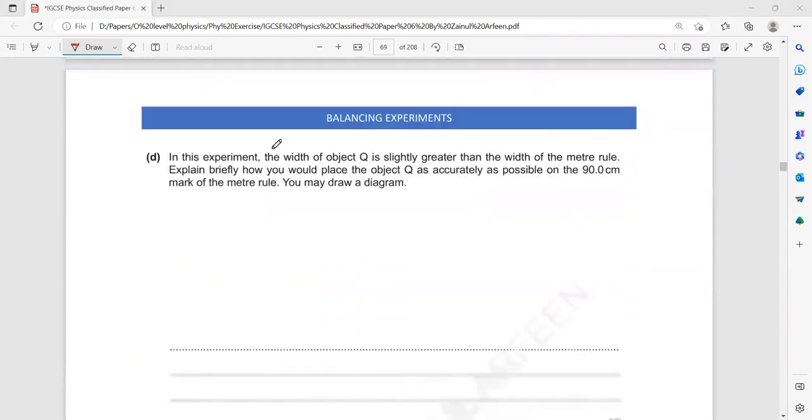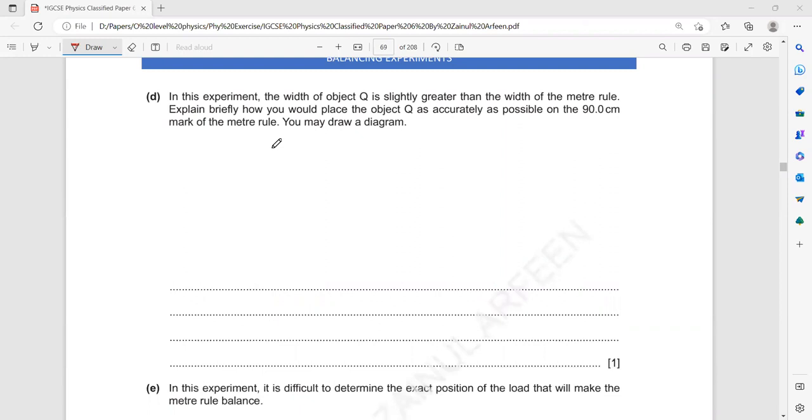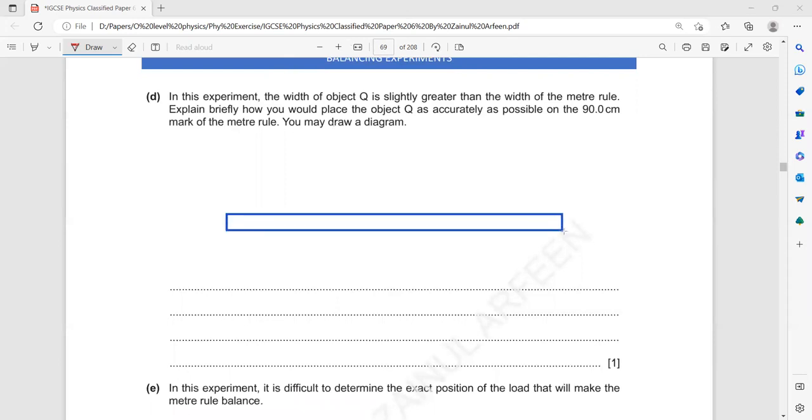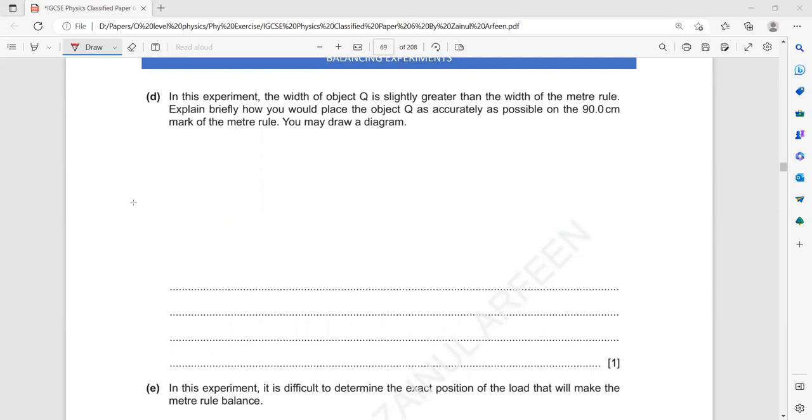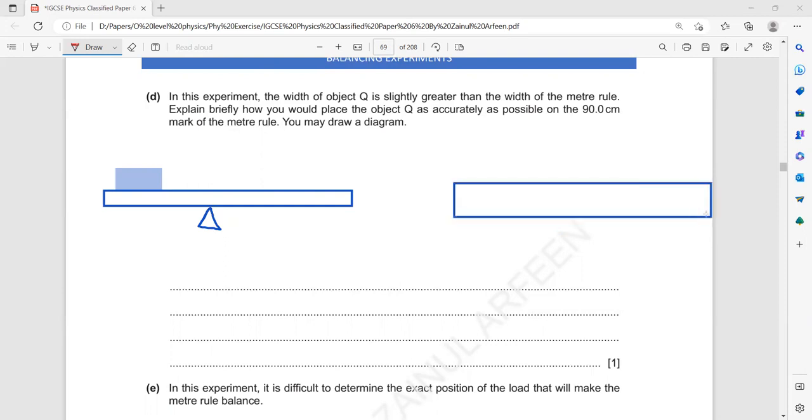The next part, in this experiment, the width of the load Q is slightly greater than the width of the meter rule. For example, if this is a meter rule or a meter scale, if we are looking from the sideways, it will look like this. But if we are looking from the top, it will look like this.